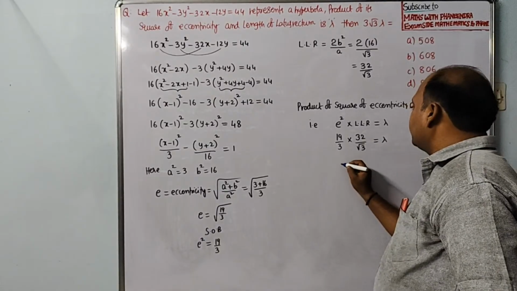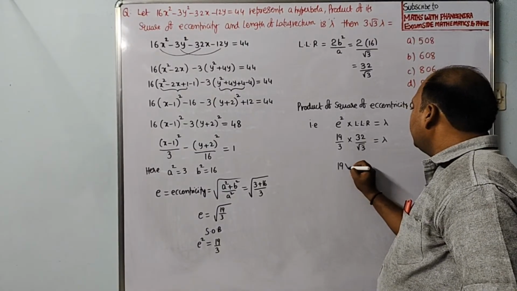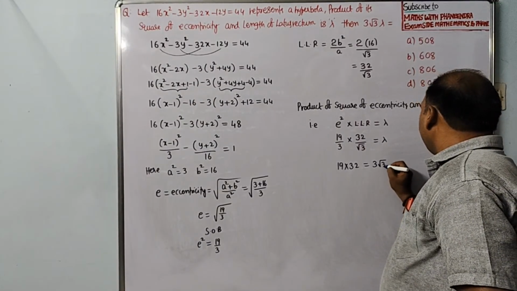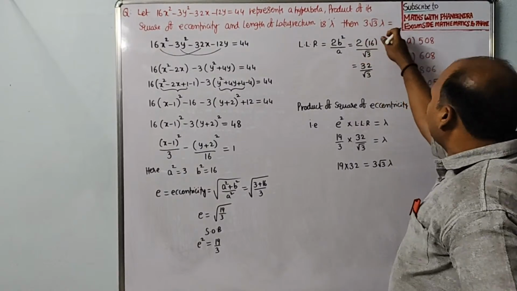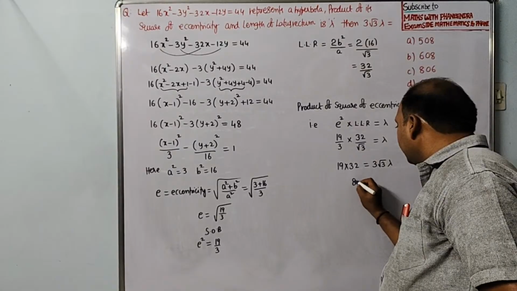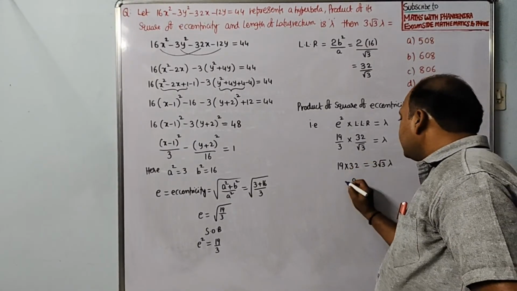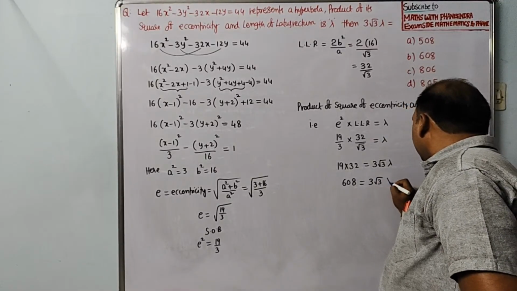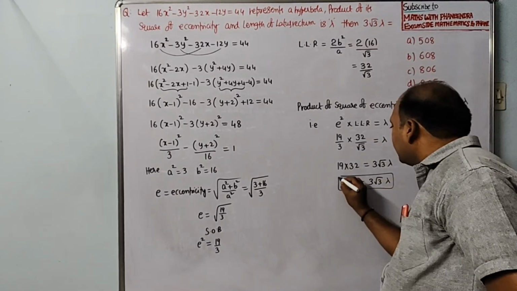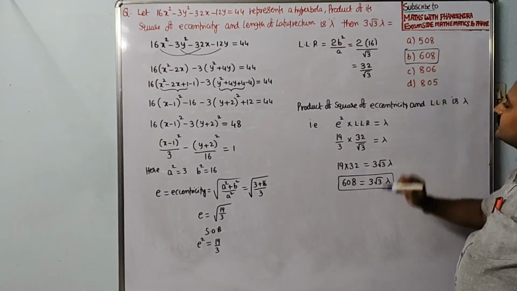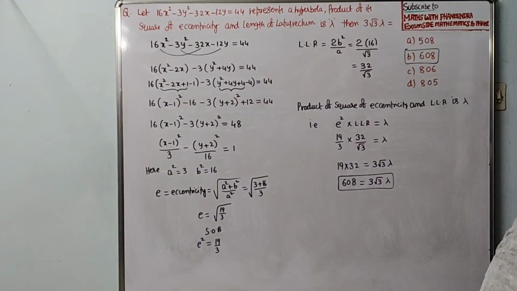Cross multiply it, students. 19 into 32 is equal to 3 root 3 lambda. That's what they're asking, 3 root 3 lambda. So 19 into 32: 2 nines are 18, 3 nines are 27, plus 1 is 28, so 19 into 32 is 608. So 3 root 3 lambda equals 608. It is there in the second option, dear students. So we'll move to the next question.